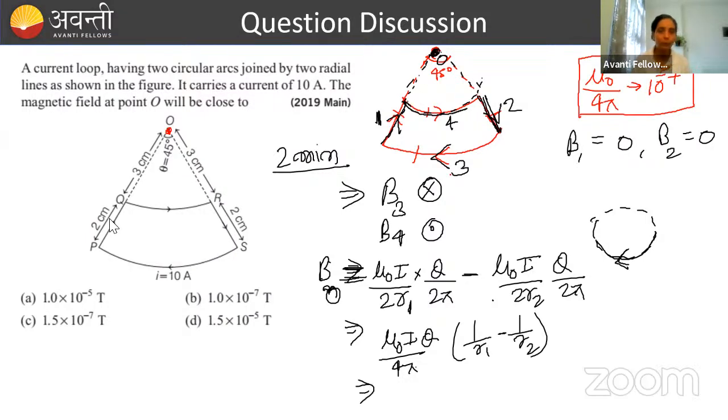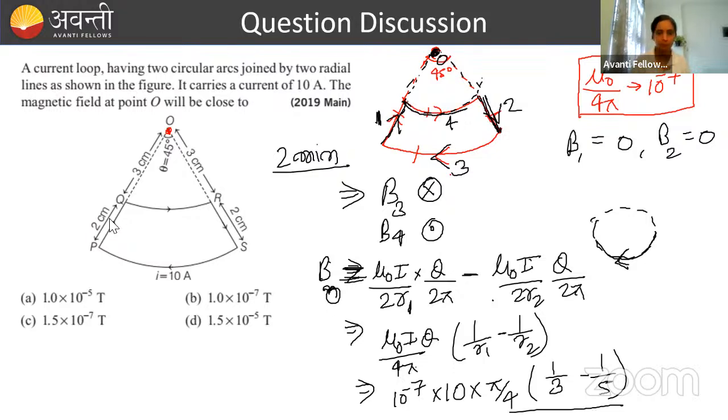Mu naught by 4 pi, write it as 10 to the power minus 7, into the value of current. Current is 10 ampere. So this is current. And what is theta? Theta is going to be pi by 4, right? And 1 by R1 minus 1 by R2, that is 1 by 3 minus 1 by 5, right? Do this now, calculate it, and let me know what answers you're getting.